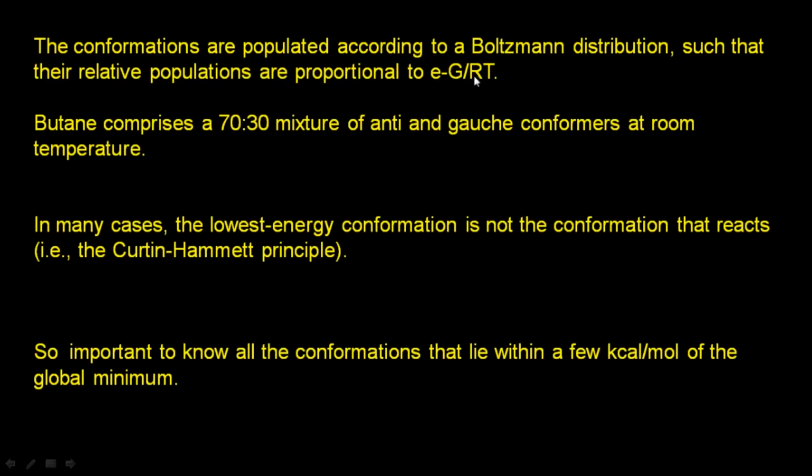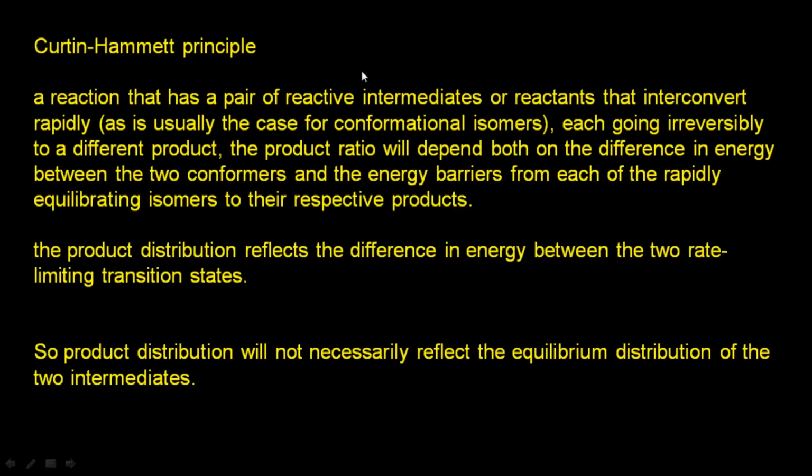If the energy is lower you will find more of it. Like for example butane, you will not find only the minimum energy one, but you will find the other one also, but the ratios will be different. Now, what is this Hammett principle?